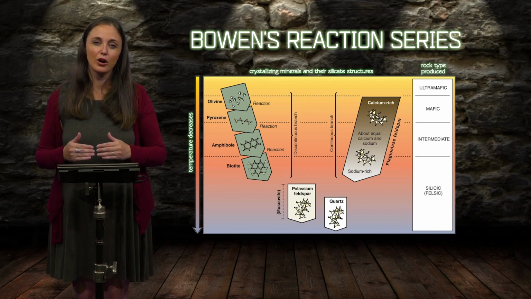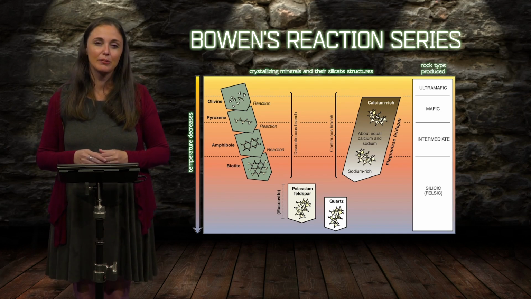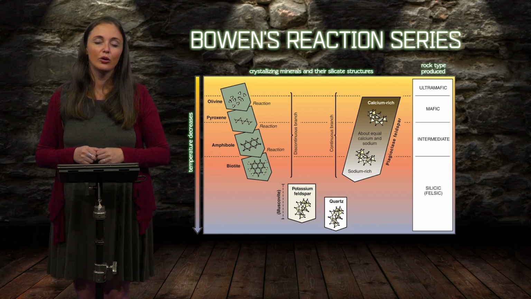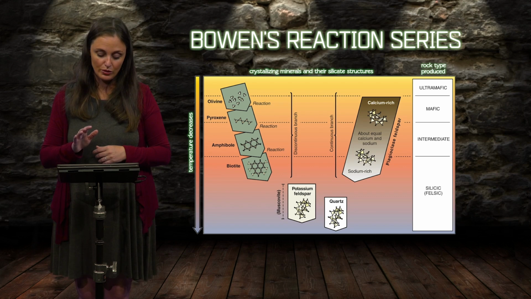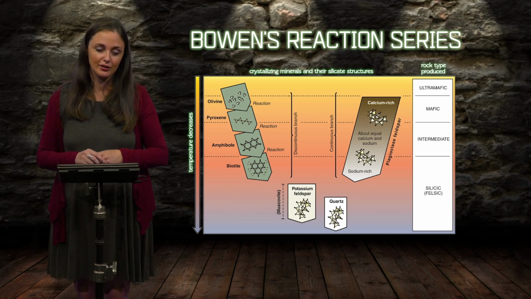minerals, but they don't work out perfectly in a perfect line. They actually make up two different branches of this crystallization sequence. So ignore everything on the right side of this image for just a second. Let's focus on what's labeled as the discontinuous branch of Bowen's reaction series. This is going to be the one that's a little bit easier to understand.